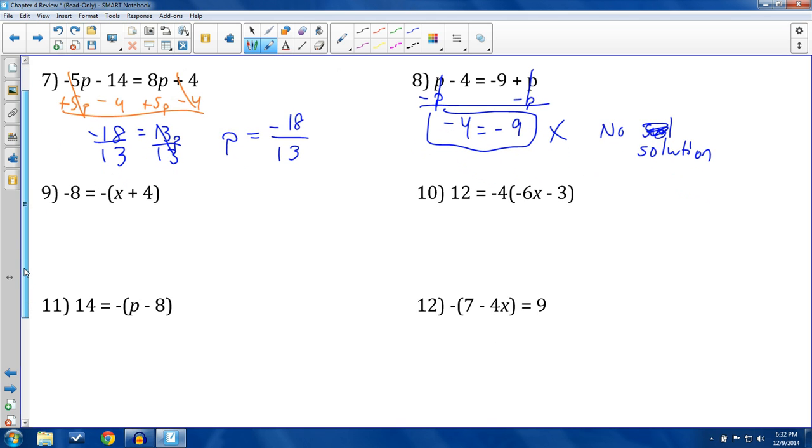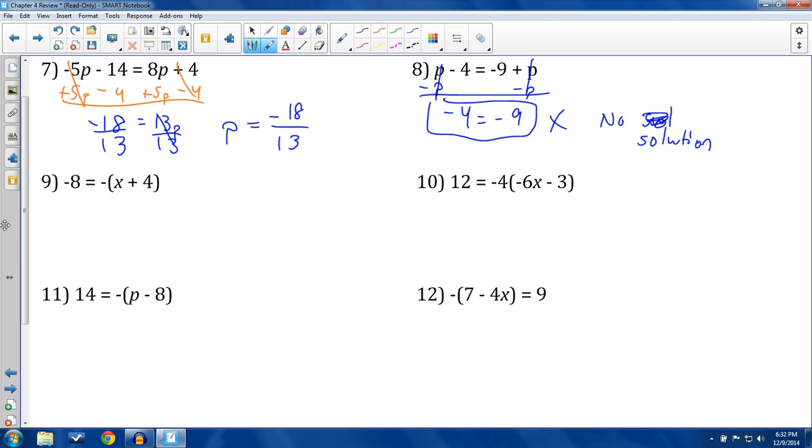Okay, number 9. Here's where I do have to slow it down as far as the first step goes, which is still simplifying. Simplifying isn't just about combining like terms. It's about doing whatever you need to make this problem more accessible. And there are parentheses here, and I want to get rid of them. So negative 8's on the left side, but on the right side here, I have to distribute the negative. I am subtracting this entire quantity, which means I'm subtracting everything inside. That's minus a positive x minus a positive 4.